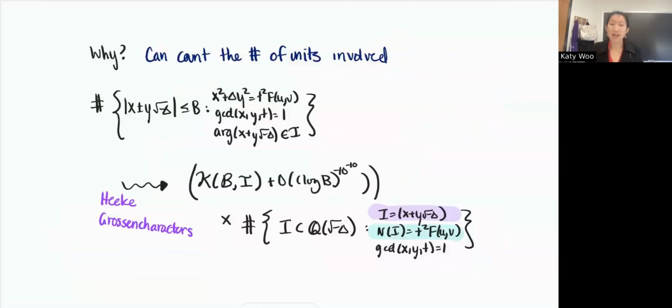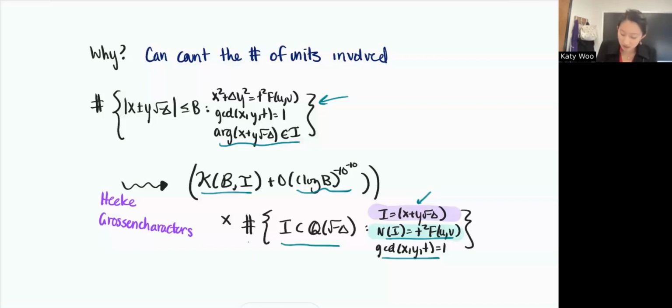And so why did we do this? Well, restricting to x and y in a certain interval and u and v in that semi-short box allows us to count the number of units involved in this expression. So using Grossencharacters and some somewhat messy computation, you can show that this expression is equal to some constant that depends on the box and your interval, plus an error term of log B to the negative 10 to the negative 10, times the number of ideals in our real quadratic field that are principal and have norm t squared f of uv, and the GCD of x, y, and t is equal to 1.